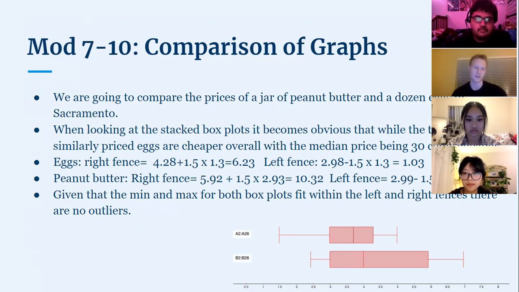The max price for a carton of eggs was $4.28, and the minimum price was $2.98, giving us an IQR of 130. The max price for a jar of peanut butter was $5.92, and the min price was $2.99, giving us an IQR of 293.